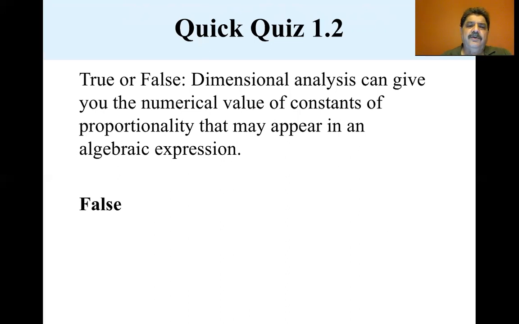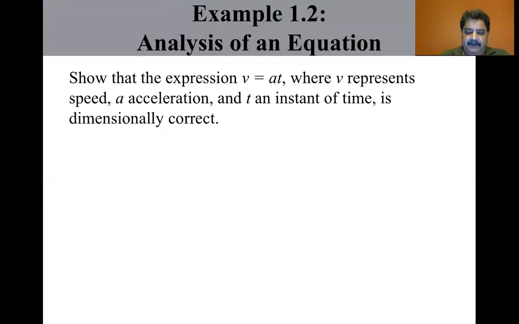Okay, let's go to an example. Now, analysis of an equation. Show that the expression v equals at, where v represents speed, a is acceleration, and t an instant in time, is dimensionally correct.